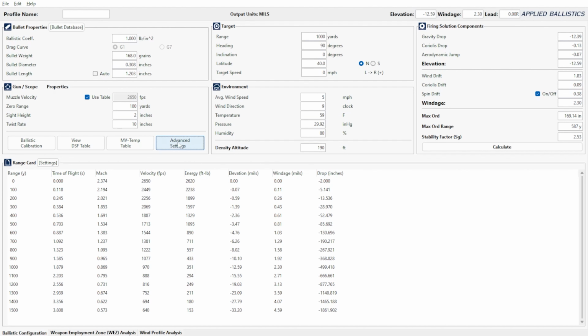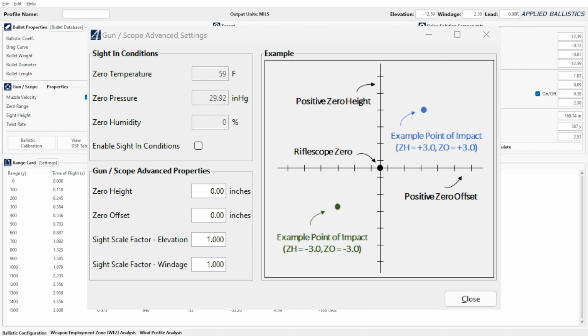Then we have our advanced settings here. If we open those up, it will allow you to put in the weather conditions for when you zeroed the system. That's worth doing. So if you zeroed at a specific temperature, specific pressure and humidity, you can input those. That will enable the software to calculate the difference between the environmentals you've put in on the day of your shooting versus your zero temperature, pressure and humidity here.